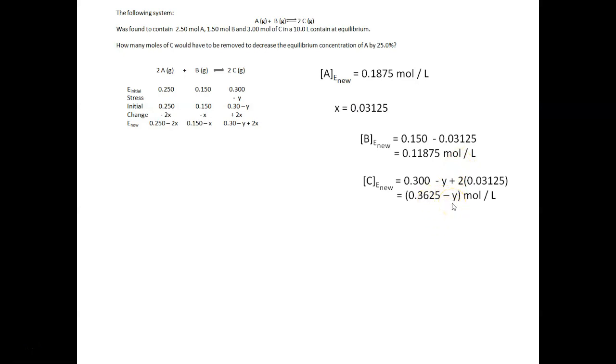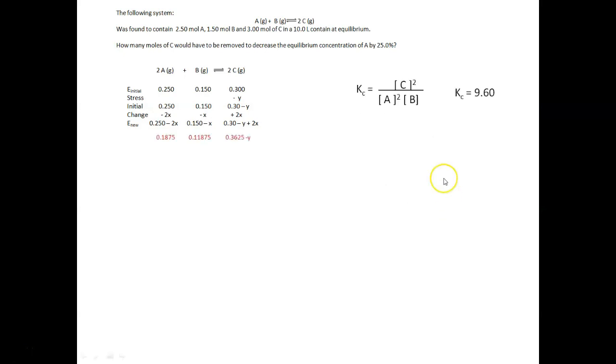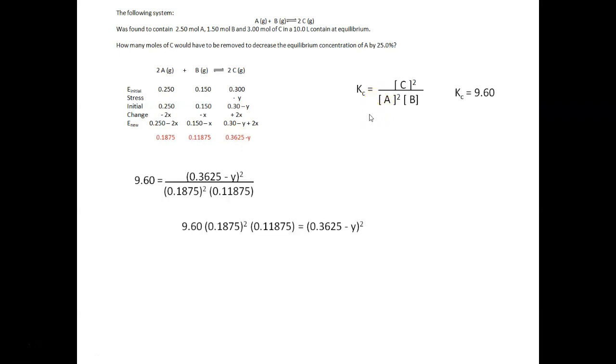So now I have one unknown value. And I know my equilibrium constant. I know my equilibrium expression. I have my equilibrium concentrations. A was determined by the parameter set out, which allowed me to get X to solve for B and to remove X from C's new equilibrium concentration. So now all I have to do is take these values and substitute them into my equilibrium expression and then solve for Y.